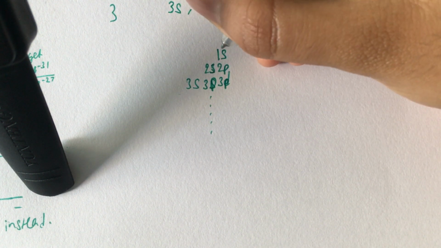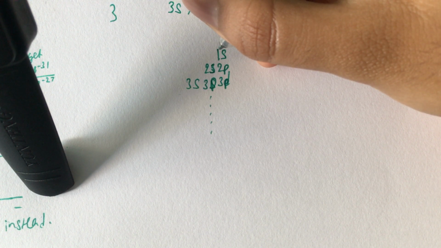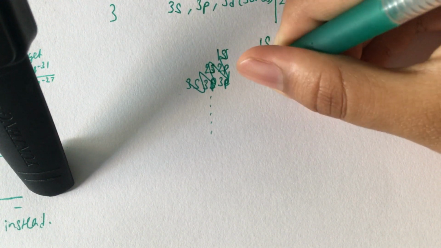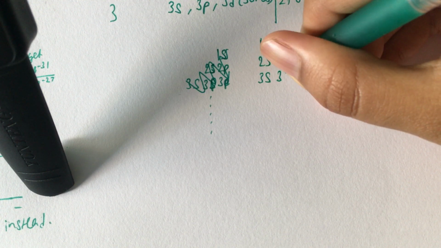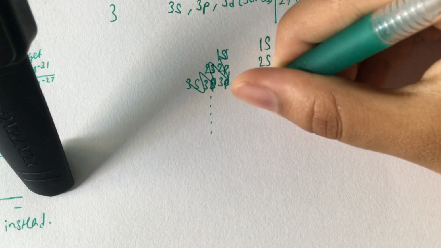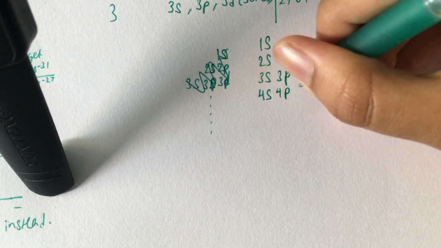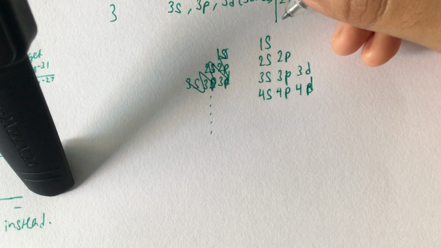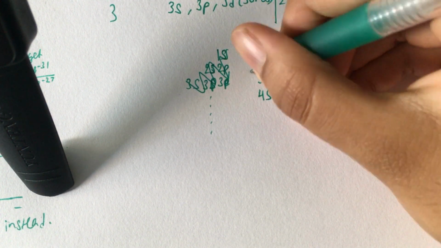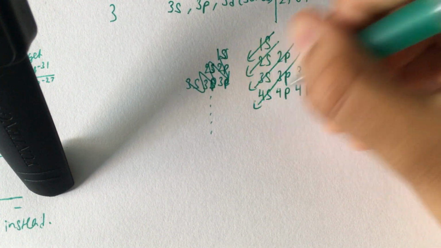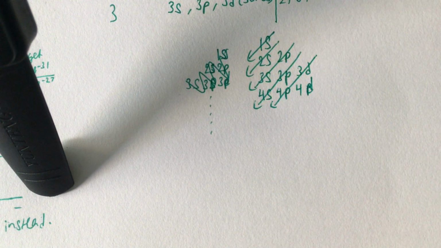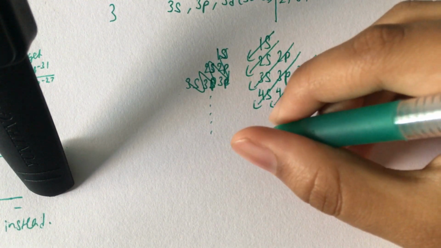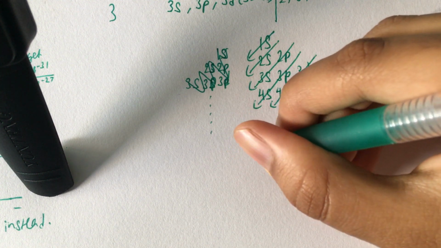So the one at the lowest energy is 1s, then the second lowest is 2s, then 2p, then 3s, 3p, 4s, 3d. The reason is that the 4s and 3d are very close in energy. When the 4s is empty, it has a lower energy than 3d, so it tends to be filled up first. But once the 4s orbital is filled, it tends to have a higher energy than the 3d orbital.